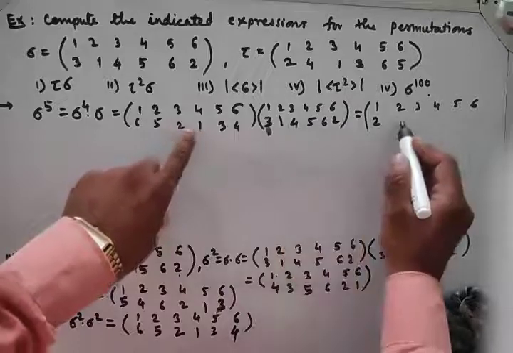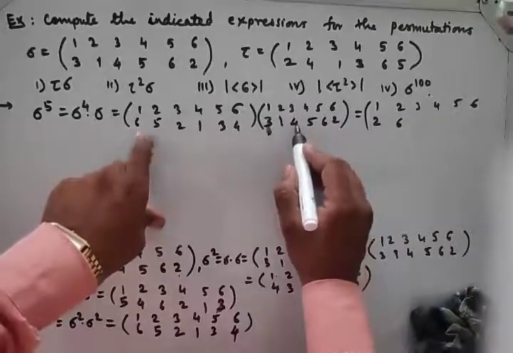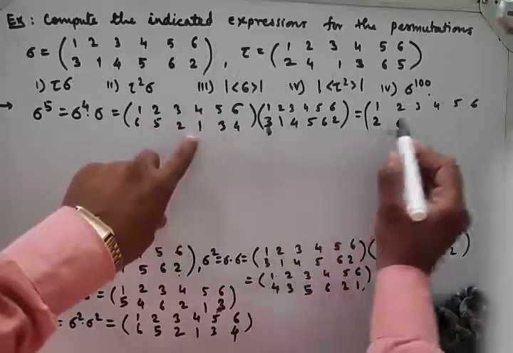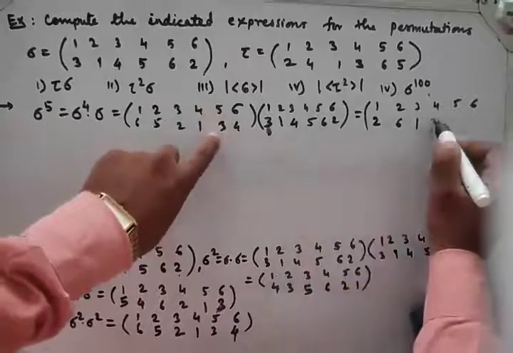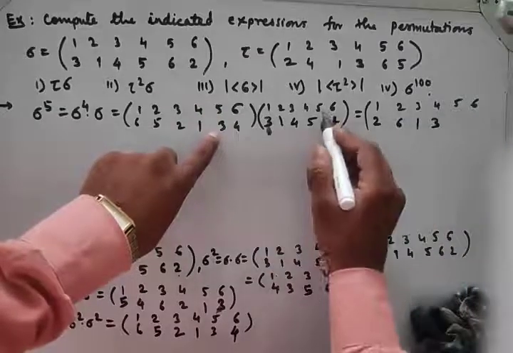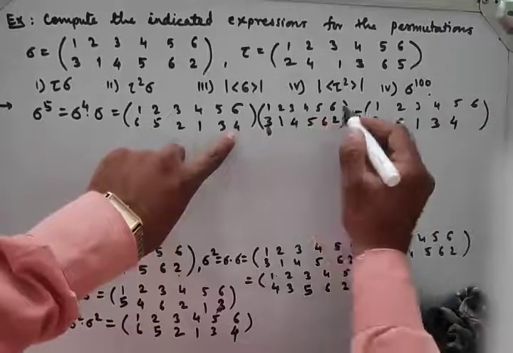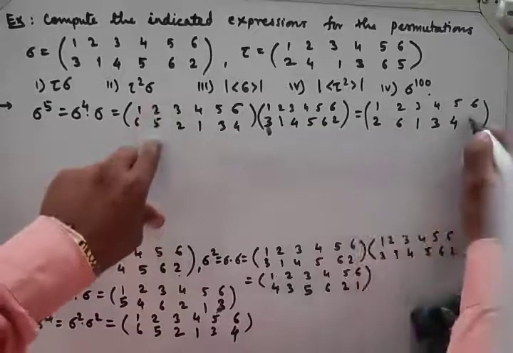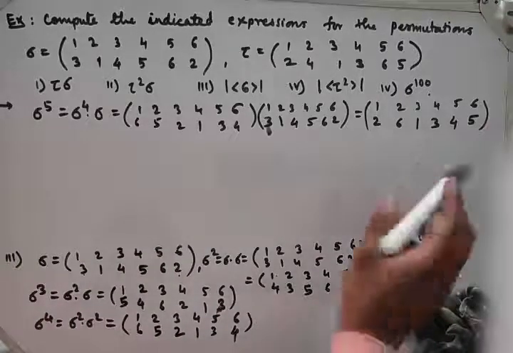Sorry, we have to find 2 first. So 2 goes to 1, 1 goes to 6. Next 3 goes to 4, 4 goes to 1. 4 goes to 5, 5 goes to 3. 5 goes to 6, 6 goes to 4. Last, 6 goes to 2, 2 goes to 5. So sigma 5 is again not equal to identity.